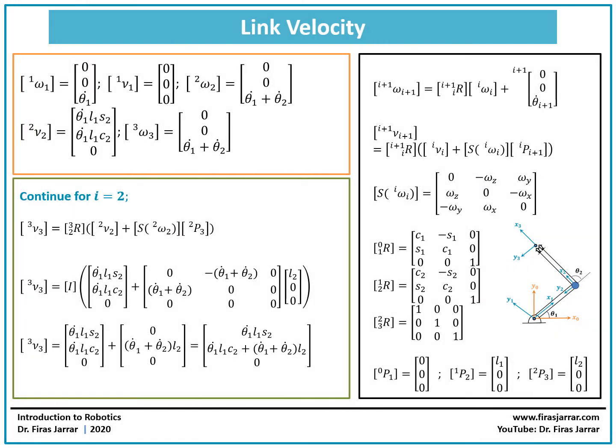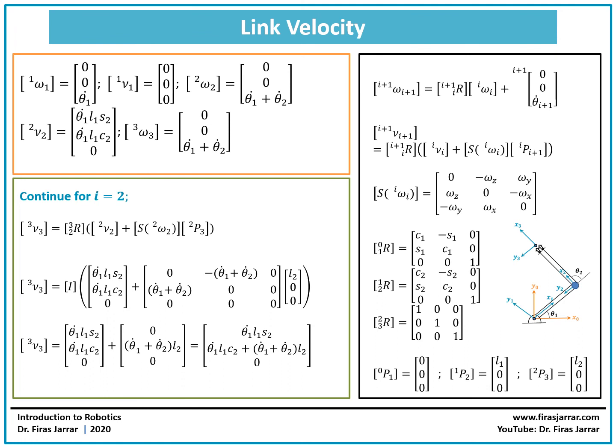Now we're going to look at the linear velocity. So we're continuing with the value of i equal to 2. You can see that V3 is going to be equal to R2 with respect to 3 as before, V2, and the skew symmetric matrix of the angular velocity of link 2 multiplied by the position of frame 3 with respect to frame 2. And we substitute in the values. R23, we already saw that it is the identity matrix, and its transpose is still going to be the identity matrix.